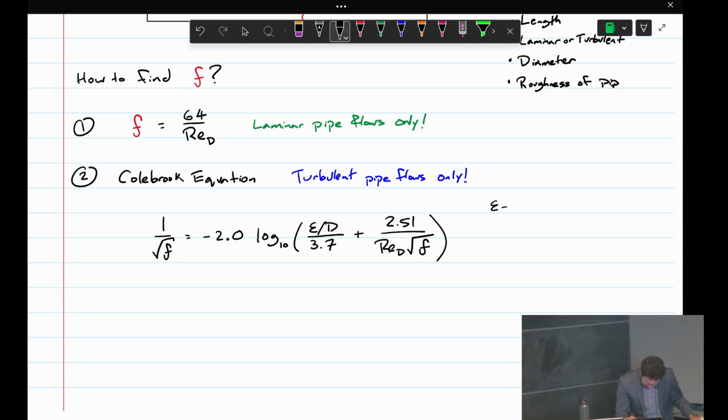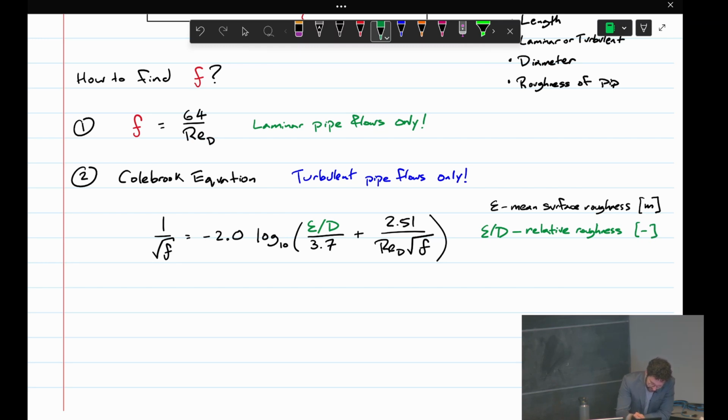So epsilon here is the mean surface roughness. And that has units of length. It's usually given in millimeters, but it has units of length. And this parameter here, epsilon over D, I'm going to do that in green. So epsilon over D, that's called the relative roughness. And that is unitless.